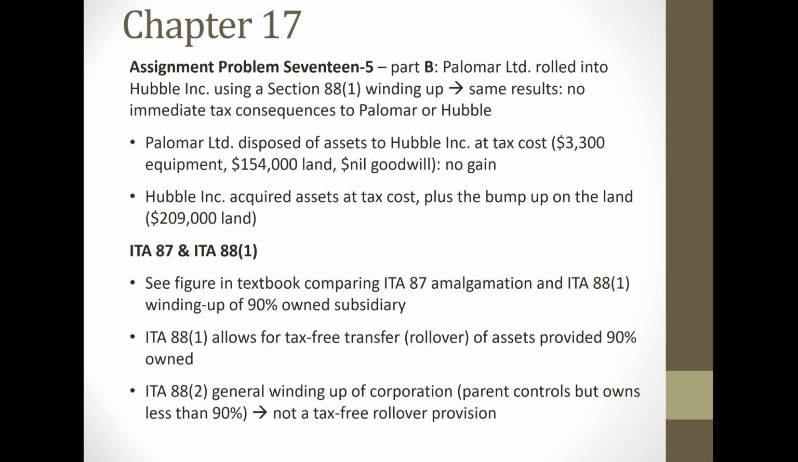If the parent controls but does not own 90% or more, then the windup would fall under 88(2), and that does not allow for a tax-free rollover or transfer of assets. So Chapter 17 talks about 88(2) as well, but just realize that the differences between an 88(1) tax-free transfer, 88(2) is not a tax-free transfer provision.